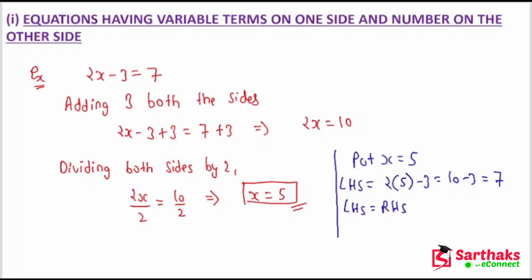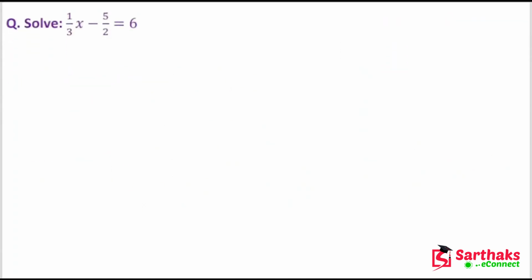Okay, so let us have some questions on this method. Let us solve 1 by 3 of x minus 5 by 2 is equal to 6. Again, let us take the LHS. Either you can solve the LHS together and then subtract the number, that is, you can first solve it and take the LCM, or you can directly apply the methods. So let us start by applying the methods, that is, solving both sides simultaneously.